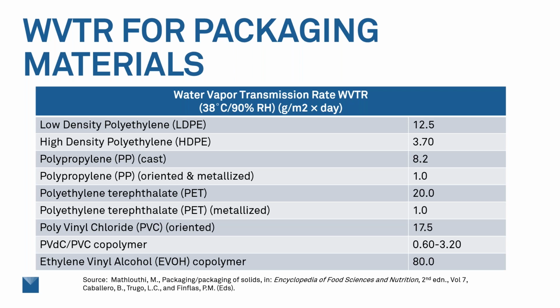The other thing I wanted to point out, a couple interesting things here, is that I want to look at the third one here, which is polypropylene, and this is just a cast, really simple polypropylene. You'll see that it has a WVTR of 8.2, but if you go to the one below it and you have a polypropylene that's oriented, that's just the way it's made, and then it's also metallized, it has like a foil layer in it, that water vapor transmission rate drops already to 1.0. Also, look at the second from the bottom. You can see that if you have a PVC copolymer, that WVTR goes way low to 0.6.